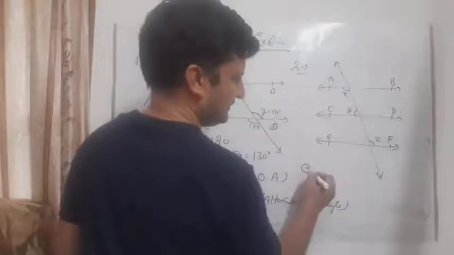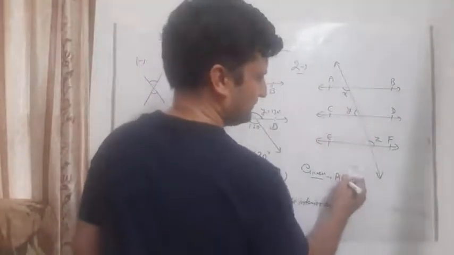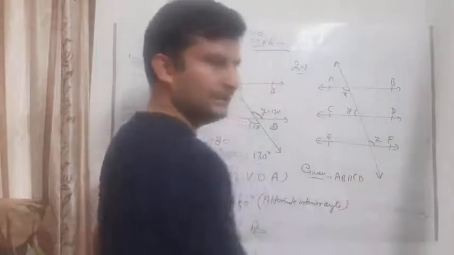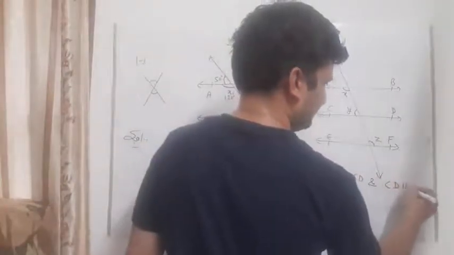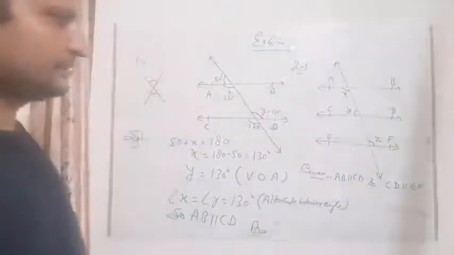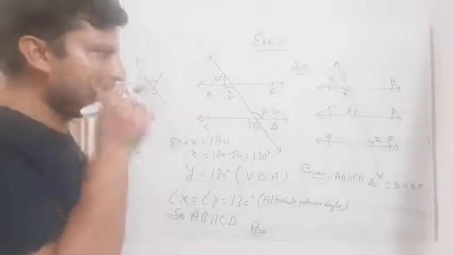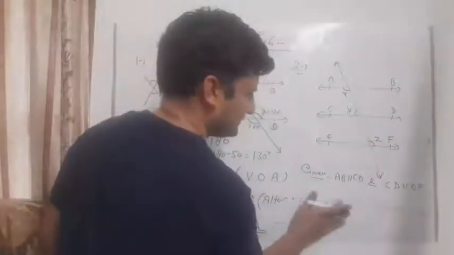First you can write given AB parallel to CD and CD parallel to EF. Student, what we have to find? We have to find the value of x here. So student, what we can say?